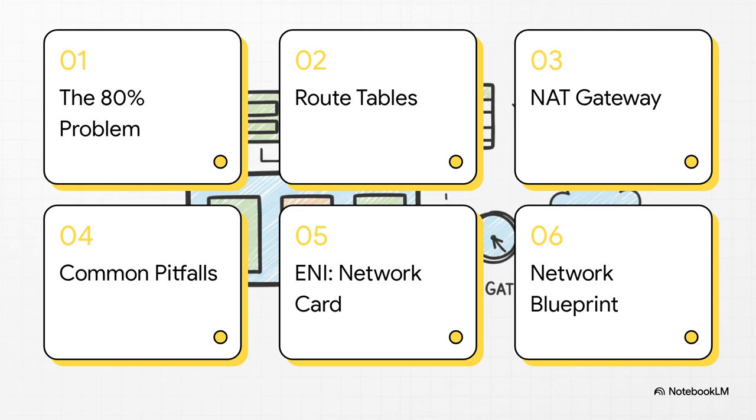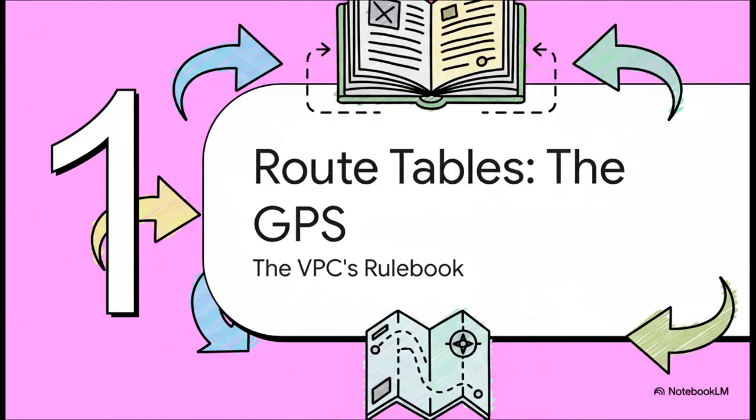Okay, so here's our game plan. We'll start by really unpacking that 80% problem. Then we'll get into route tables. Think of them as the GPS for your VPC. After that, we'll talk about the NAT gateway, which is your secure one-way exit to the internet. Then we're going to spend some really important time on avoiding the common and very costly pitfalls. Next up is the unsung hero of networking, the ENI, or Elastic Network Interface. And finally, we'll put it all together with a complete network blueprint. Let's do this. First up, route tables.